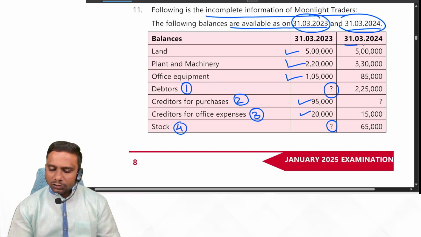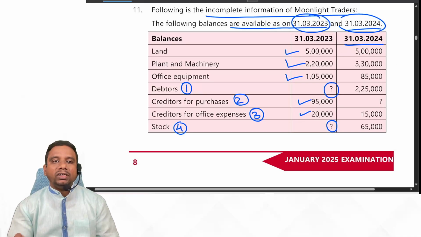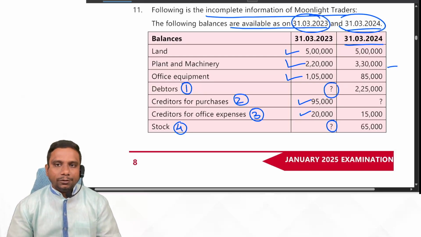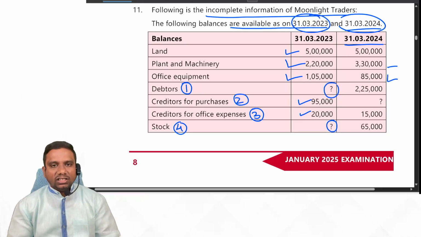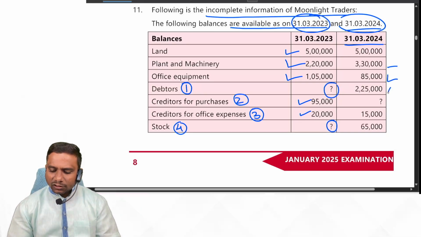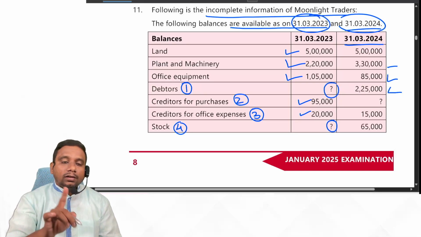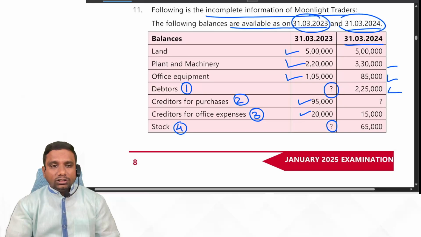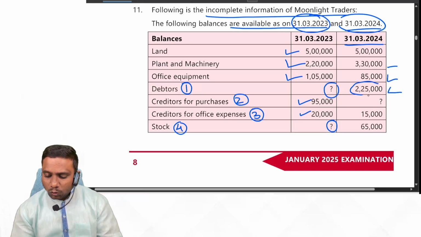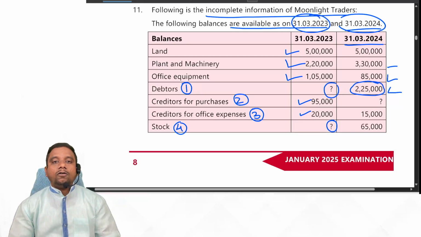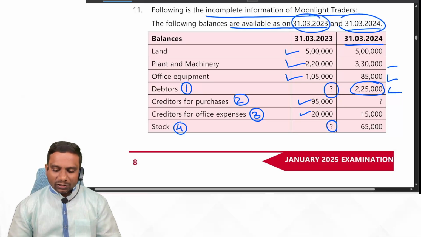Now on 31st March 2024, they have given land. Same amount they have given, so you have to provide depreciation. Plant and machinery 2,30,000 rupees. That means there is some change in the plant. Next, office equipment 85,000 rupees. Maybe there is a change. Next, debtors closing balance we have 2,25,000. This is shown on the asset side of the balance sheet at the closing, and the same is shown as closing balance of debtors account.